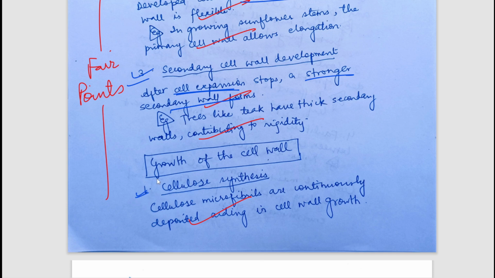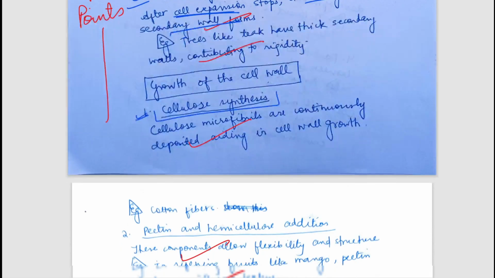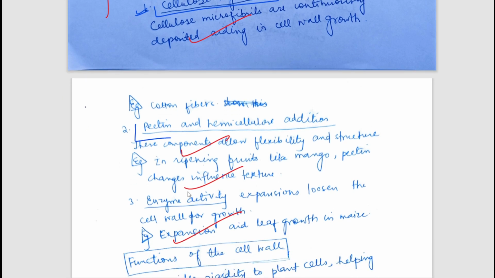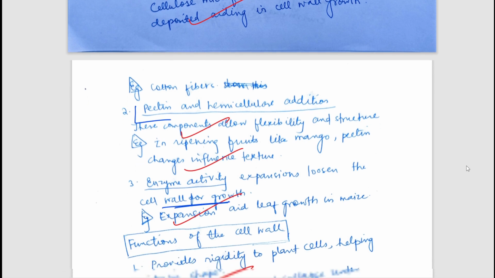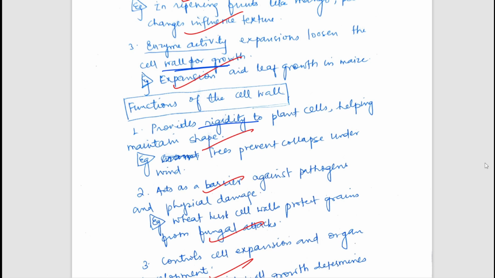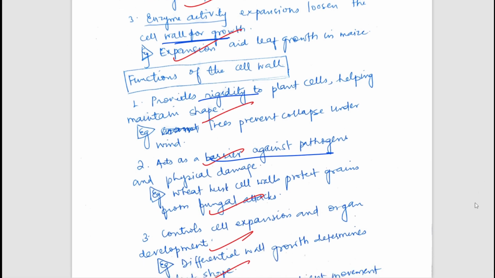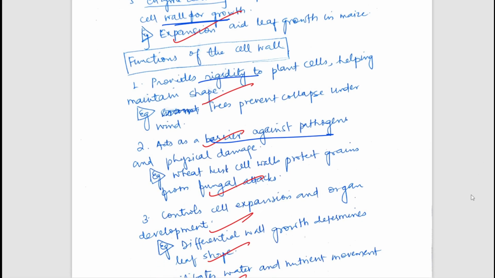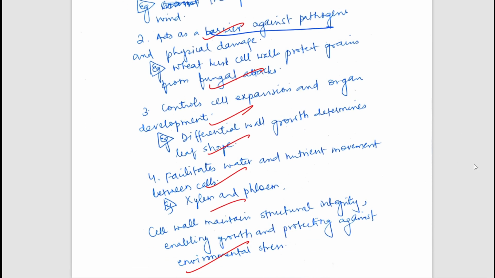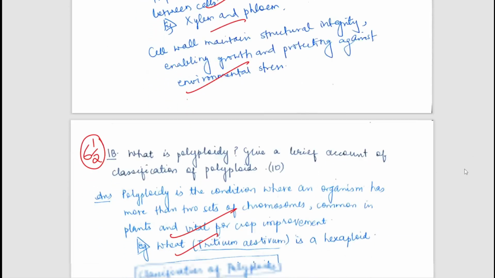Now growth of cell wall: there is cellulose synthesis, then protein and hemicellulose are added, then enzyme activity leads to expansion and loosens the cell wall for growth. Now what are the functions of the cell wall? Obviously it provides rigidity to the plant cells, it helps to maintain cell shape, it prevents collapse, it acts as a barrier against pathogens, it controls cell expansion and organ development, and facilitates water and nutrient movement. These are some of the important functions of the cell wall, and I think you all know it. Now let's move to the next question.